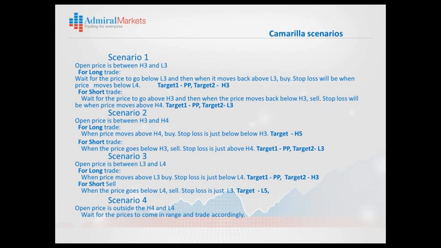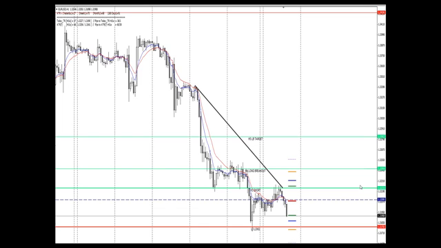For a short trade, wait for the price to go above H3, and then when the price moves back below H3, sell. Stop loss will be when the price moves above or just above H4. First target is the pivot point, second target is L3. So we can see this scenario in our next example. So this is the first scenario.